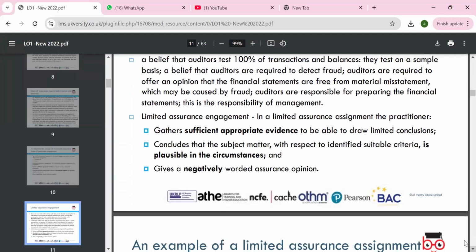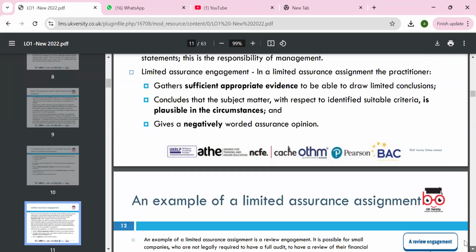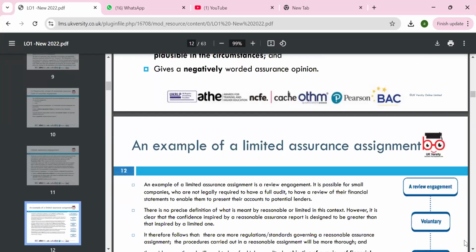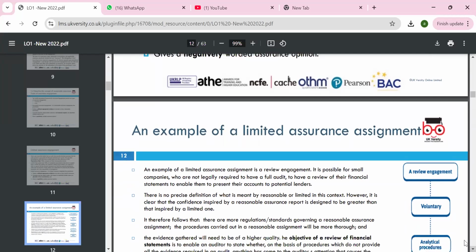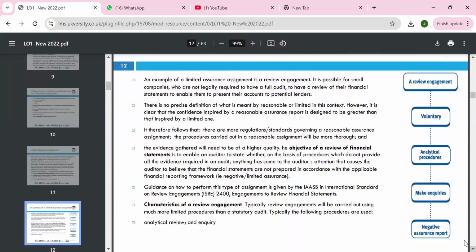That's the responsibility of management. And limited assurance is an assignment in which the practitioner gathers sufficient evidence and is able to draw a limited conclusion. The conclusion is subject to the matter, the identified subject criteria and the circumstances, and is negative. So, as we said earlier, we need to look at the review engagement, which is voluntary. We have included some examples.